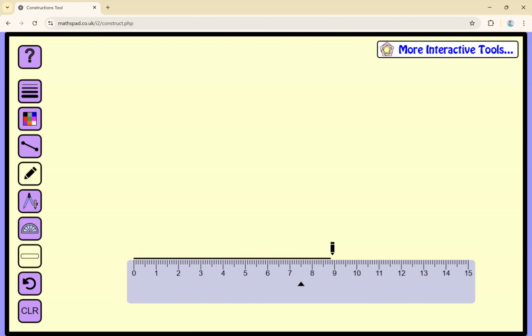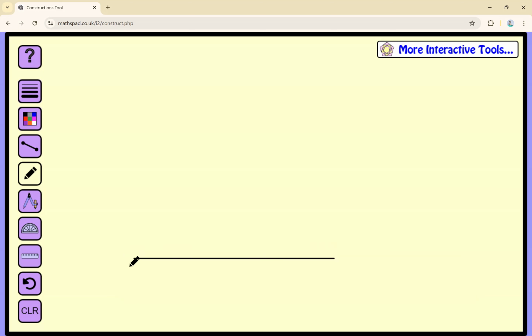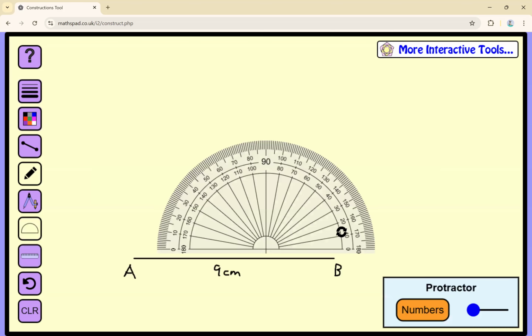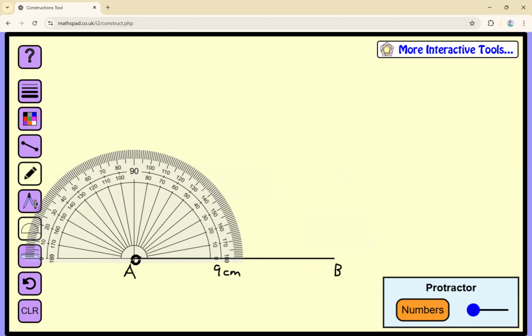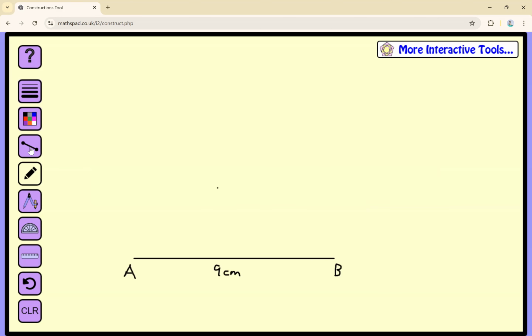From here all the way to here, this is 9 cm. This would be A, and then this would be B. Then the next step, we're going to put the protractor at A and measure out 40. Follow the inner scale: 0, 10, 20, 30, 40. We're going to put a mark here. Remove the protractor, then we're going to draw a line.